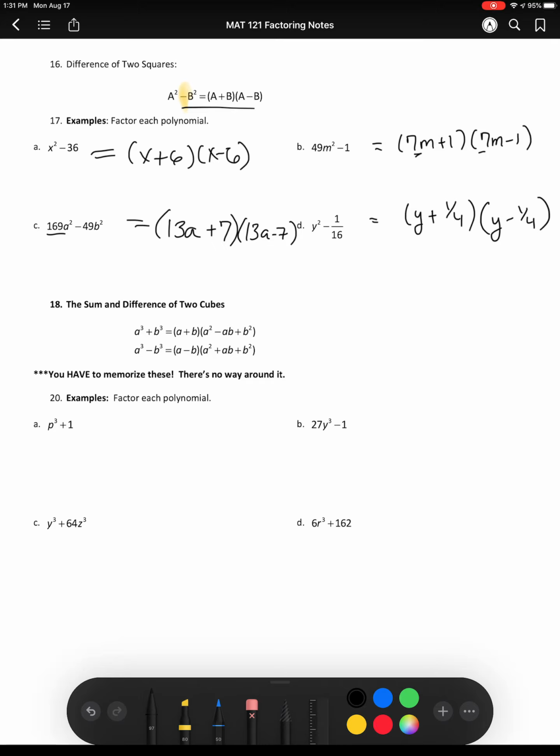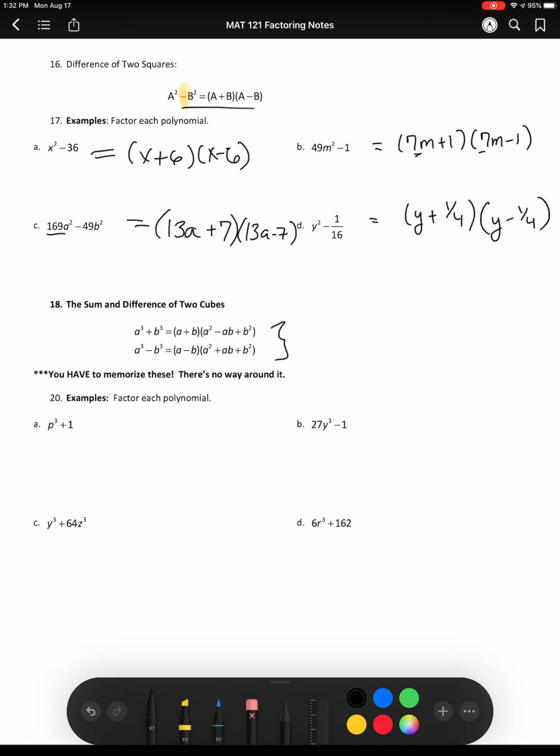So those are pretty straightforward. The sum and difference of two cubes is just remembering these formulas. a cubed plus b cubed equals (a plus b) times (a squared minus ab plus b squared). And a cubed minus b cubed is equal to (a minus b) times (a squared plus ab plus b squared).